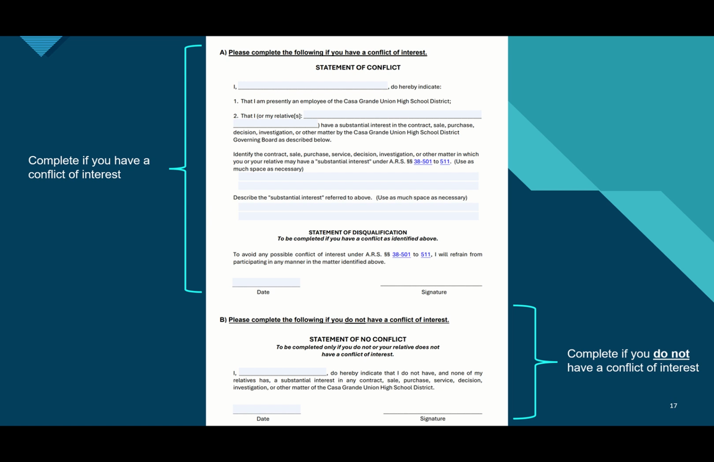The next thing up will be a few questions to just kind of feel good about if you understand what a conflict of interest is and if you know which part of the form to fill out.